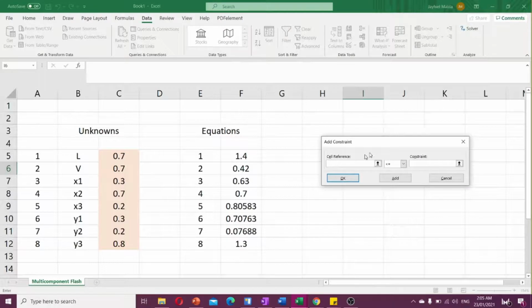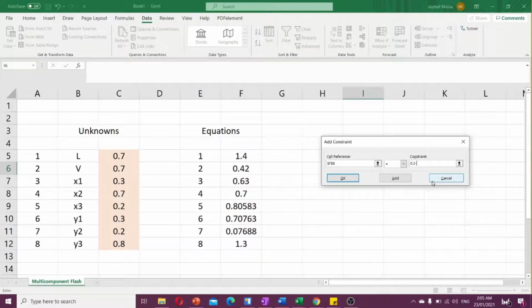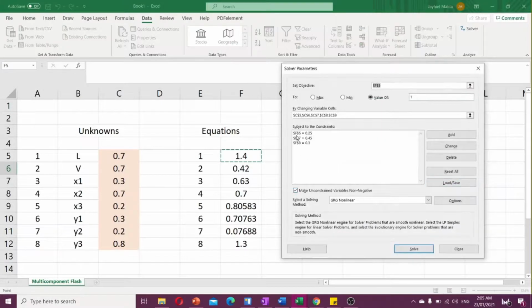So we will add a constraint. For equation 2, it should be equal to 0.25. Okay, it's already added. For equation 3, it should be equal to 0.45. Add. And for equation 4, it should be equal to 0.30. Add. So we already have 3 constraints here.